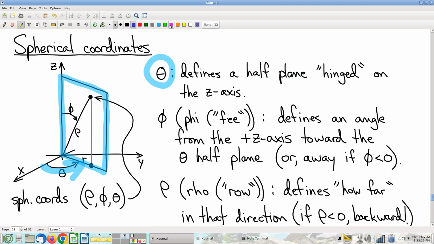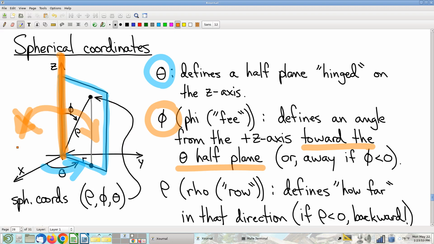Okay, now next we're going to talk about phi. That's the Greek letter phi. Phi is another angle, which seems weird. It's another angle, and it is defined as an angle measured off of the z-axis, measured toward the theta half plane, right? So not back this way, right? The positive direction of phi is toward the theta half plane.